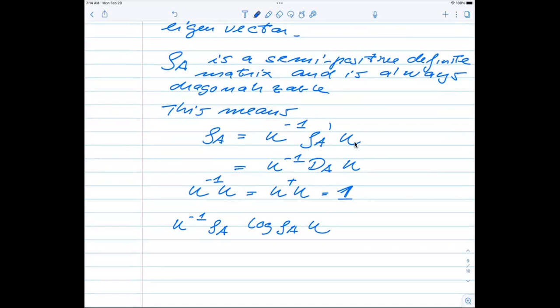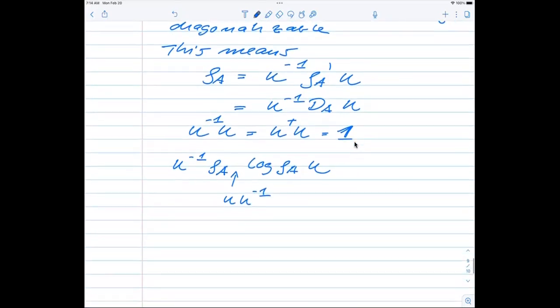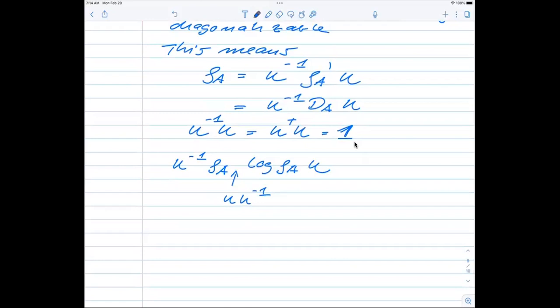So for this quantity, I can insert the identity, which is U times U to the minus 1. If this matrix diagonalizes the matrix, then this is going to give us D of A. And you can actually show that if I take the same unitary operation on the log of rho of A times U, you can rewrite this as the log of D of A, so the diagonal elements only.